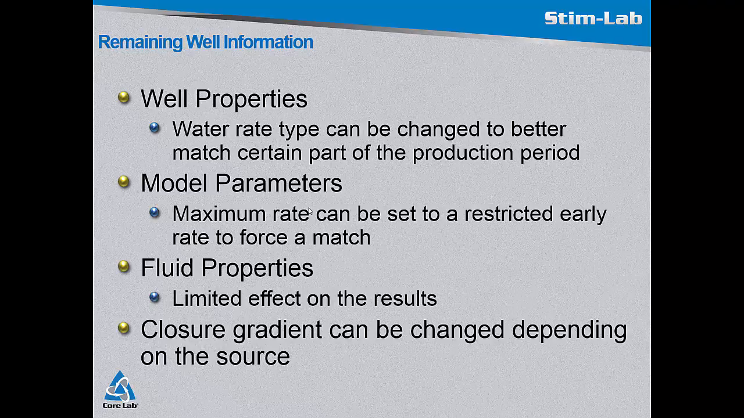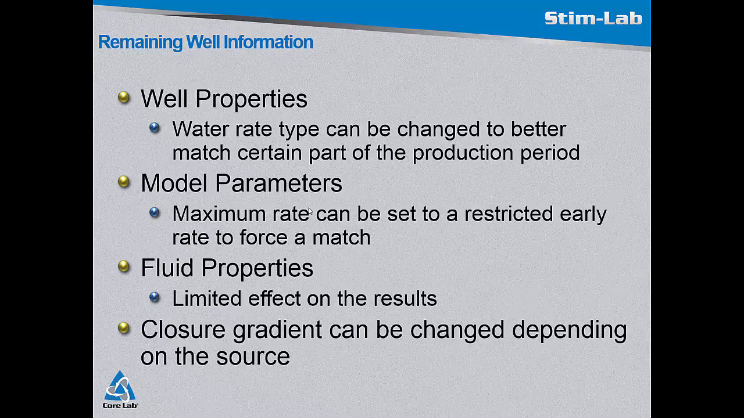For the remaining inputs on the Well Information tab, fewer variables can be changed. Water rate type can be changed to make the simulated water rate closer to the rate at different parts of the production history, and improve the match during that time. Under model parameters, changing the maximum rate can force a match during restricted flow periods. Fluid properties can be changed, but they won't significantly affect the results.